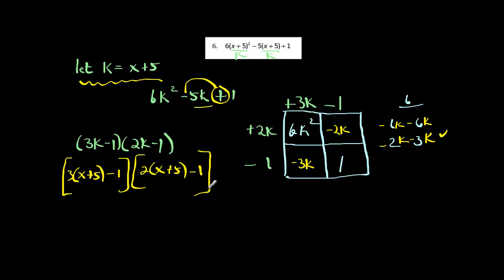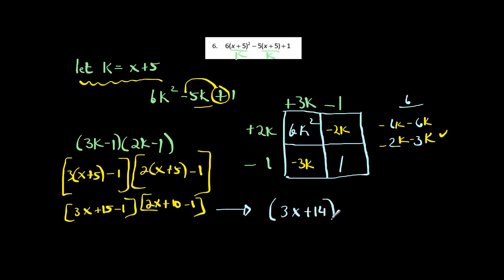So at this point, 3 times x is 3x. 3 times 5 is 15. 2 times x is 2x. 2 times 5 is 10 minus 1. And 3x plus 15 minus 1 is 3x plus 14. 2x plus 10 minus 1 is 2x plus 9. And that's your final answer.